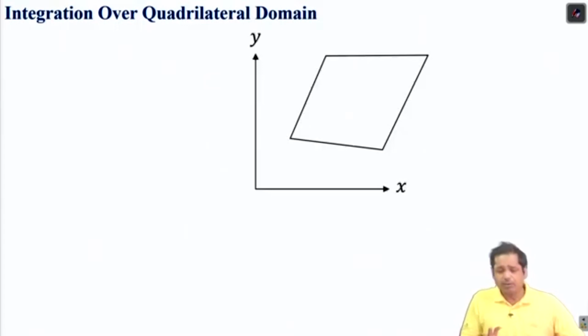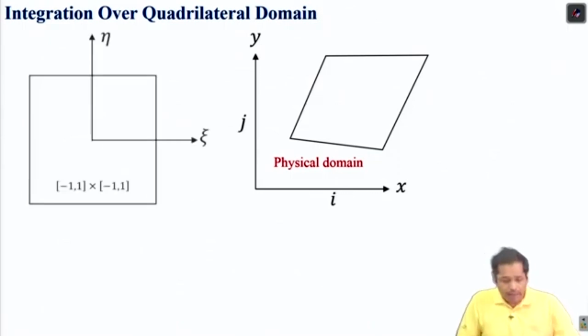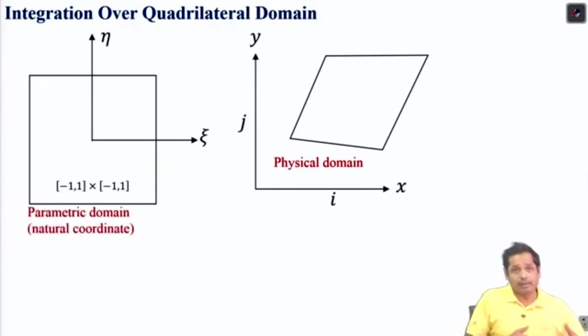We'll follow the same approach. It is a physical domain, any x in the xy coordinate. Suppose a function is defined on this domain. This is called the physical domain. i and j are the unit vectors along x and y. We will use them shortly. Now, we define another domain which is called the parametric domain, and the coordinates in the parametric domain are called natural coordinates. So, very similar to the one-dimensional case. In one dimension it was -1 to 1. In this case it is the xi direction from -1 to 1 and the eta direction from -1 to 1. So, this is the parametric domain.